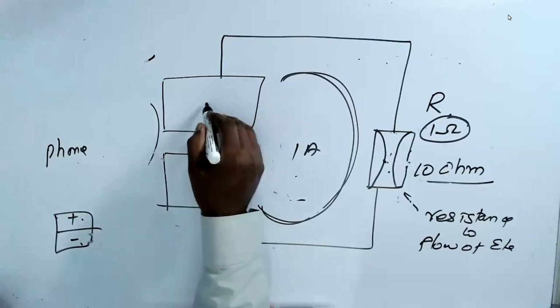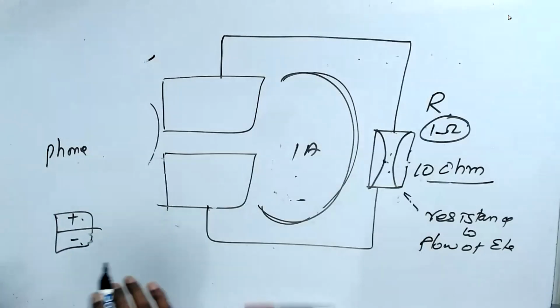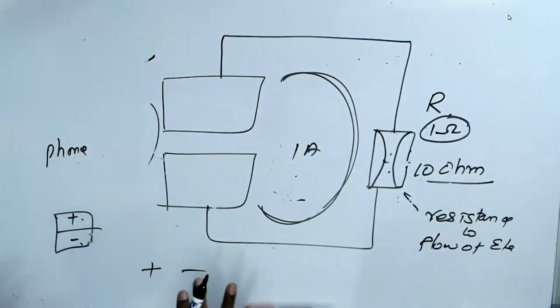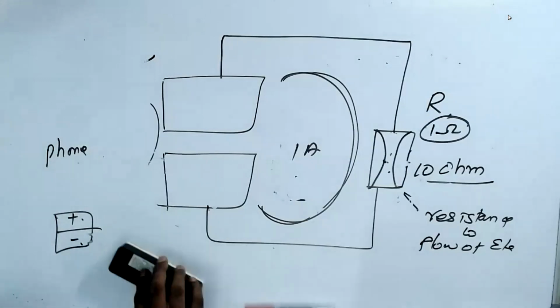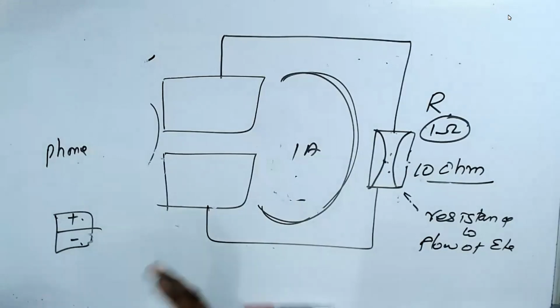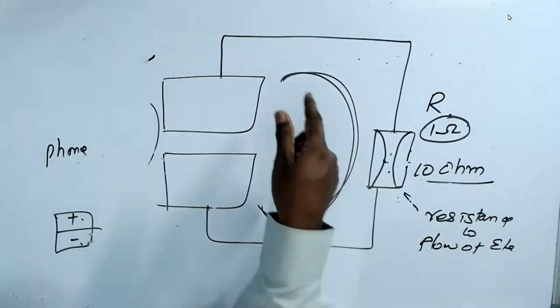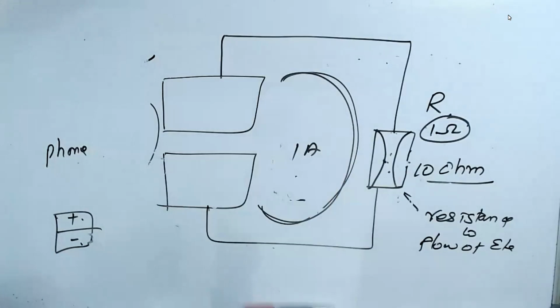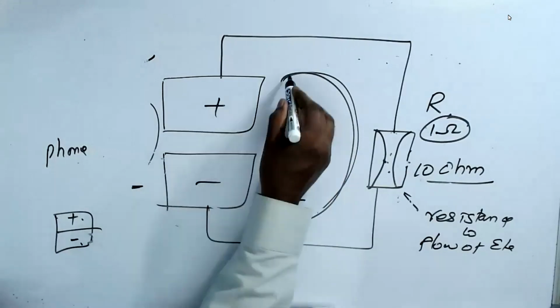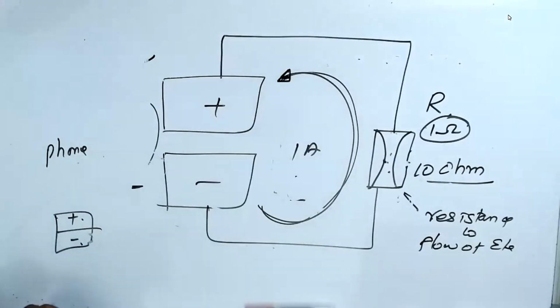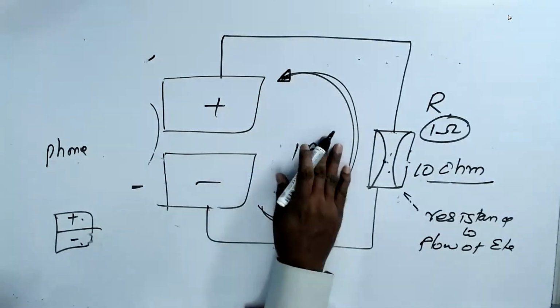Actually, the proton is not moving from here. There are only 2 particles, plus and minus. Forget about the neutron. This is the proton, this is the electron. Actually, the proton cannot move because it is too heavy. What is moving is the electron. When the electrons are moving, they move from negative to positive. Please understand, it is moving from negative to positive. This is actually called current.